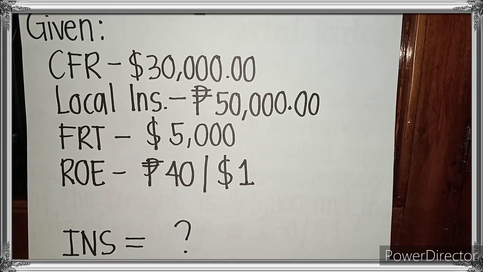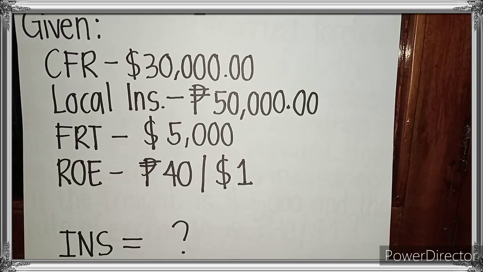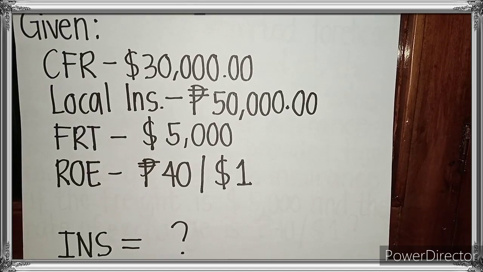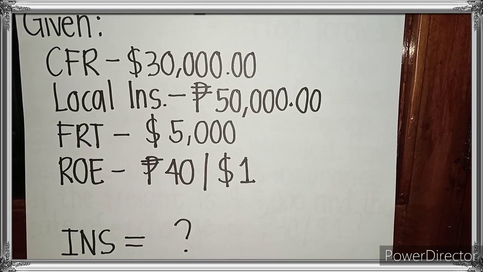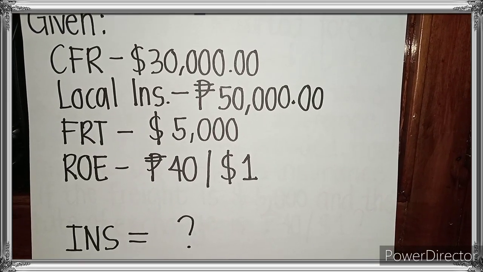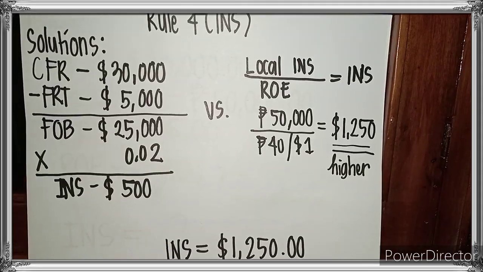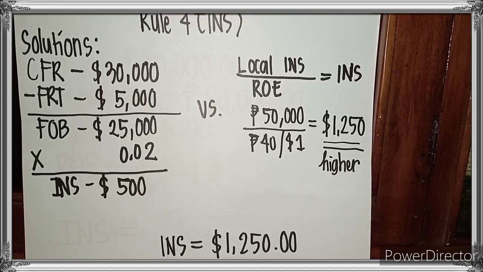We have here a CFR value of $30,000, a local insurance of 50,000 pesos, freight of $5,000, and a rate of exchange of 40 pesos per $1. And the unknown is the insurance. So we will be applying Rule 4 of the insurance.